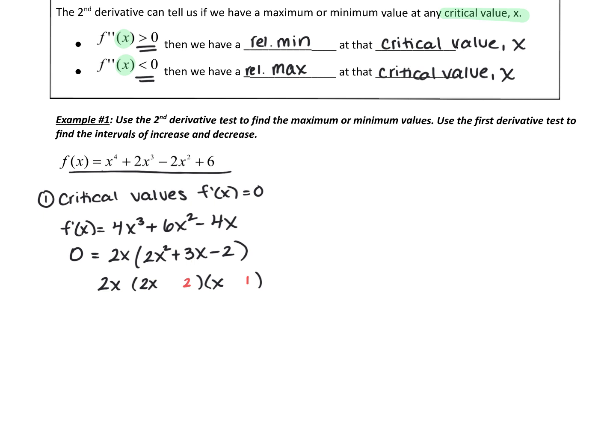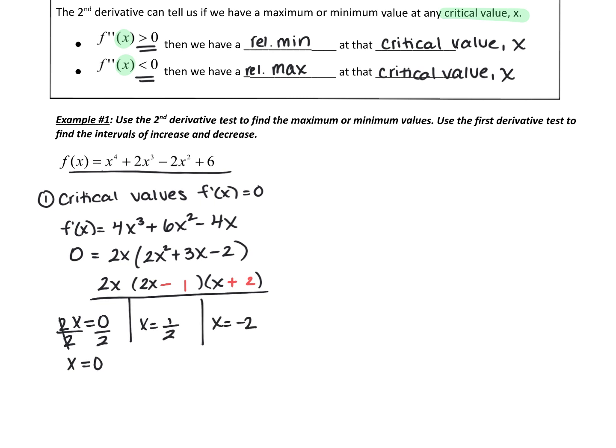So let's try again. I'm going to erase this and put now 1 here and 2 here. This gives me 1, and this gives me 4. Well, I can definitely get a 3 out of that if I make this a positive 4 and a negative 1. So now I've got 3 values for my critical values. I've got 2x equals 0, and to solve that, just divide by 2, so x equals 0. This one is 1/2. And this one is negative 2.